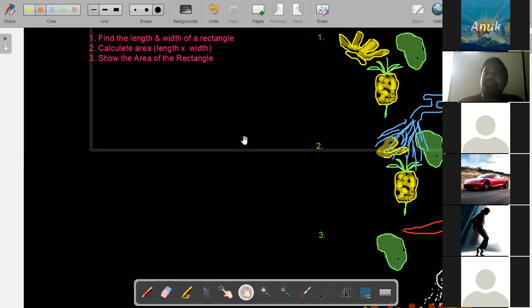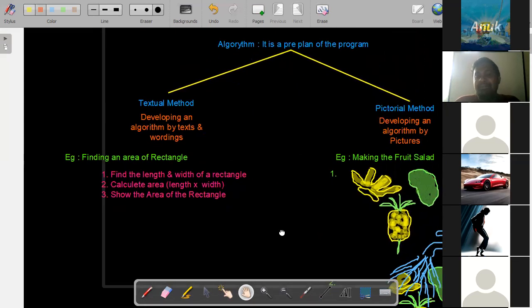Good. Thank you. Right. Then here are the 2 methods of developing an algorithm. One is the textual method. The other one is the pictorial method. The textual method is developing an algorithm by texts and wordings. The pictorial method is developing an algorithm by pictures. These are the 2 methods. Understood that? Understood, sir.